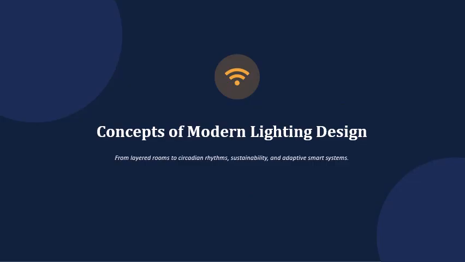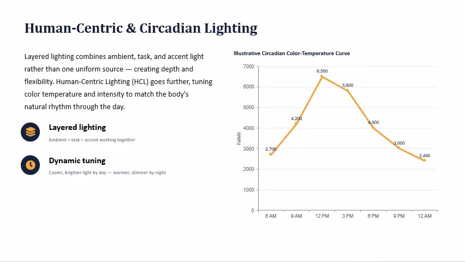Next is the concept of modern lighting design. So, human-centric and circadian lighting is taken into account mainly for modern lighting concepts. Layered lighting combines ambient, task and accent light rather than one uniform source, creating depth and flexibility. Human-centric lighting goes further, tuning color, temperature and intensity to match the body's natural rhythm throughout the day.